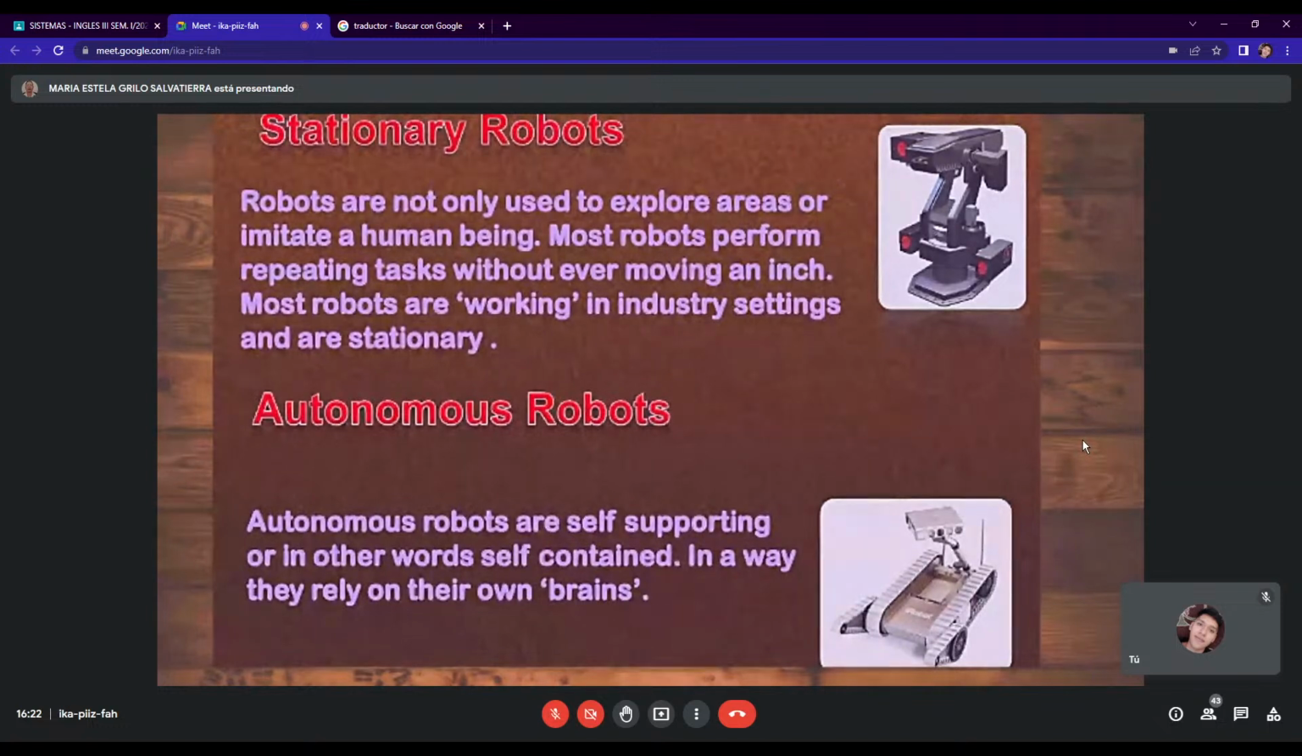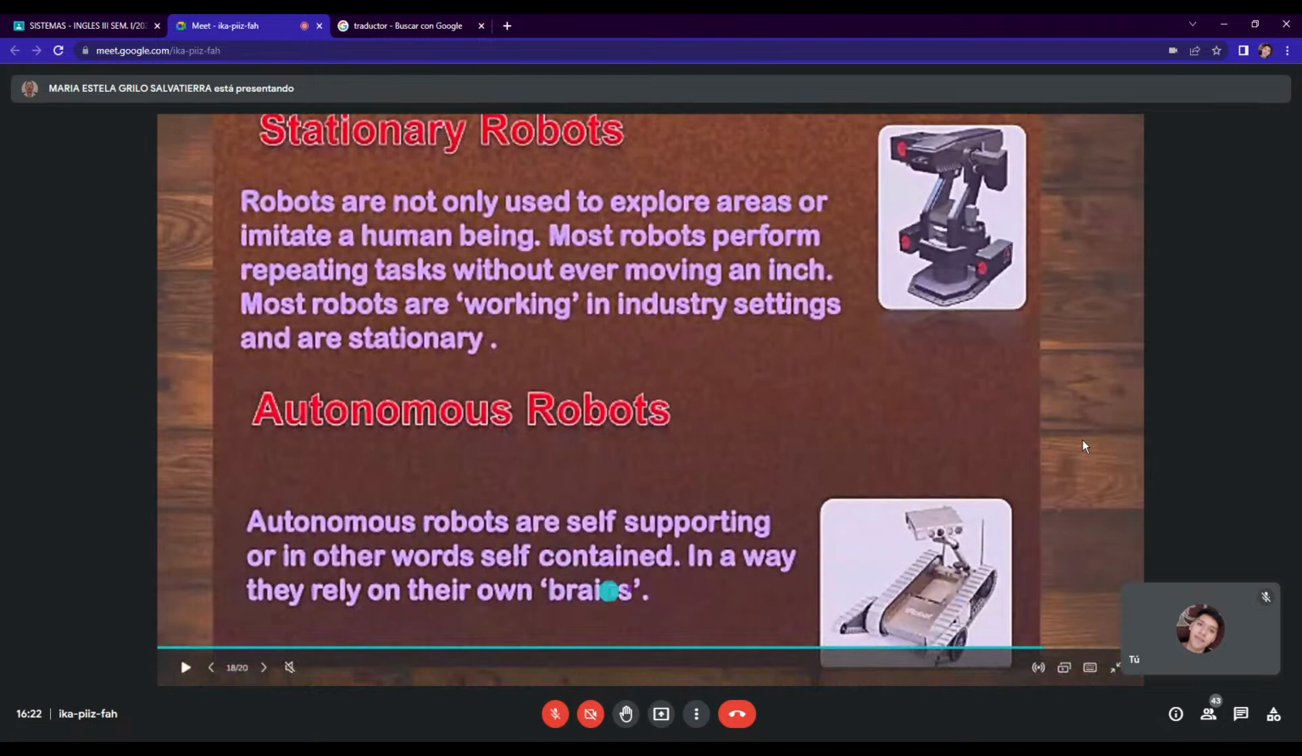And these are specialized, are used especially at the industries. What about the autonomous robots? Please, who is going to read?